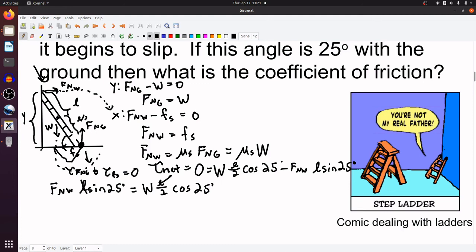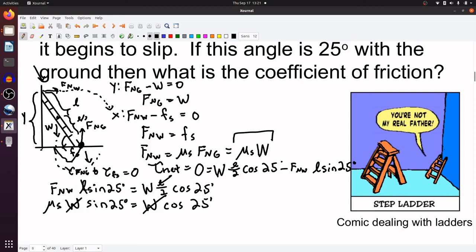What else can I do? I do know that FNW, coming up here, is equal to mu SW, and I do need the coefficient of static friction, so let's make that substitution. Mu sub S W sine of 25 equals W cosine of 25. Ha! Weight goes away. Didn't have that either. Didn't know what I was going to do without it, but it's okay. It's gone away. Now all I have left is one thing, mu s.